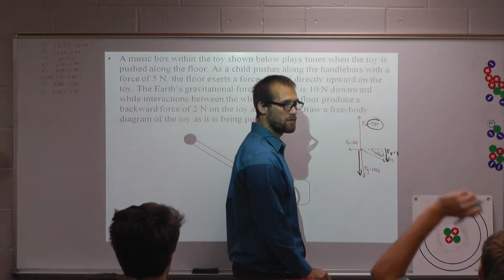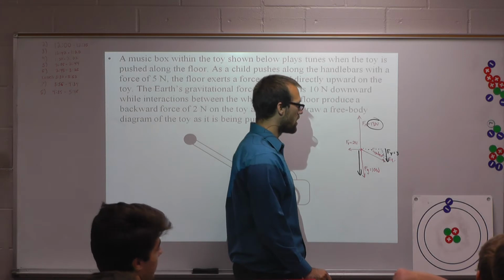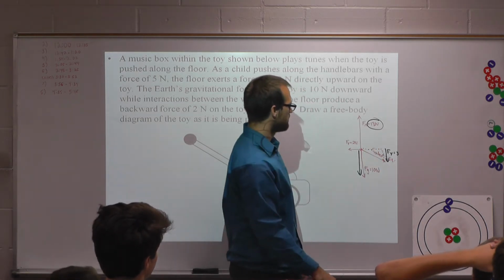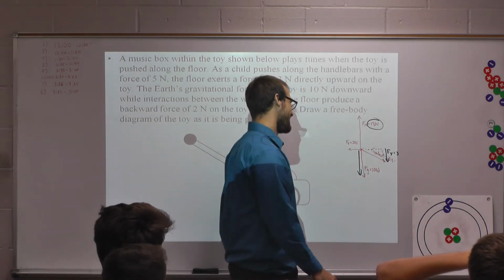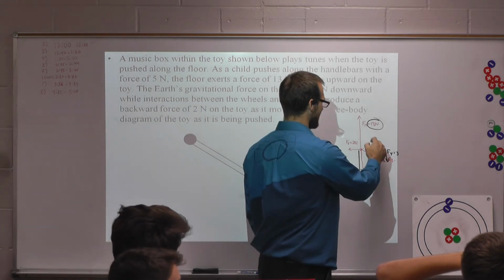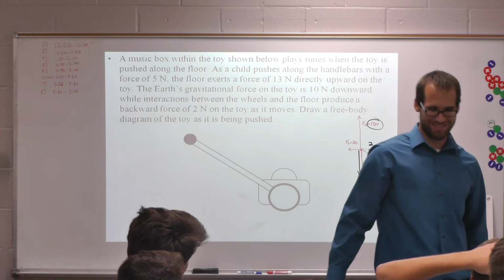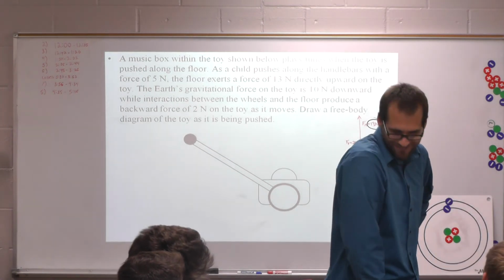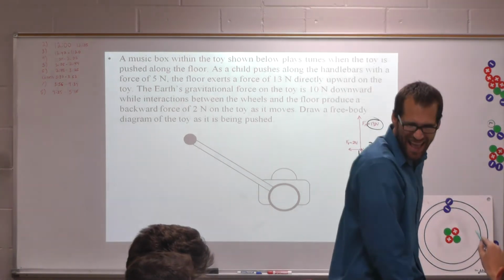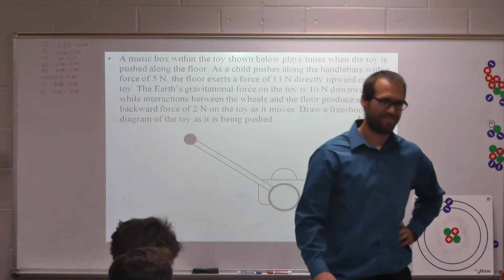So the child's not actually moving the car. You're just kind of pulling it. Well, it's at constant velocity. Why is that? If you're in a situation like this, what's 3 squared plus 4 downward squared?